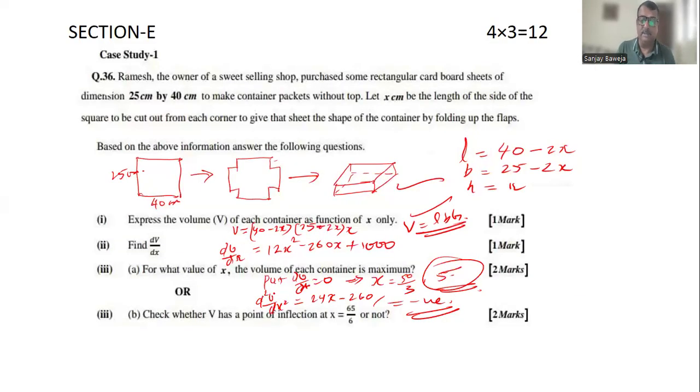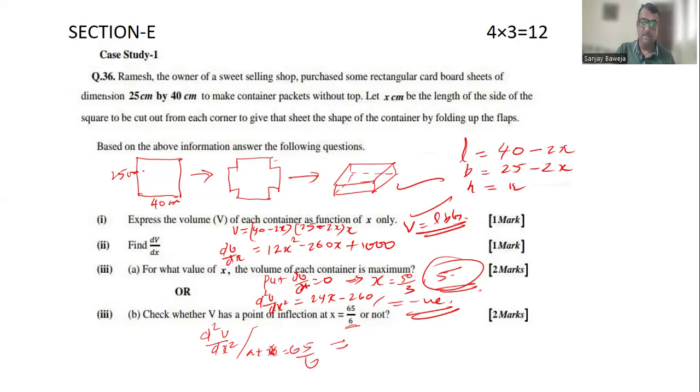Then in the next part it says check whether V has a point of inflection at 65 by 6. Now for a point of inflection there are two conditions which must be satisfied. First condition is the second derivative must be 0, and second condition is that dV by dx, the first derivative, must change sign as you move across that point. Suppose we have to find out whether x equal to 65 by 6 is a point of inflection or not. First of all, you will put 65 by 6 in the second derivative, right? If it is 0, then we move ahead.